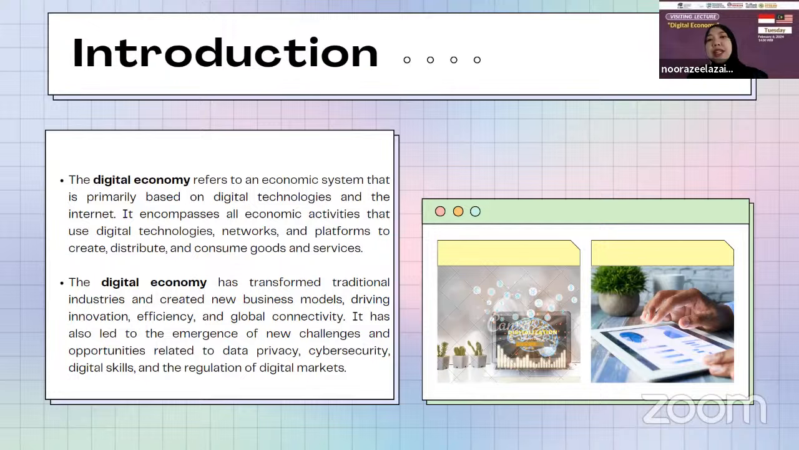Actually, the digital economy encompasses a broad range of economic activity and transactions that are conducted using digital technology, data, and connectivity. It includes various sectors and industries that leverage digital platforms, services, and infrastructure to create value, exchange goods and services, and drive economic growth. So this is the meaning of the digital economy.